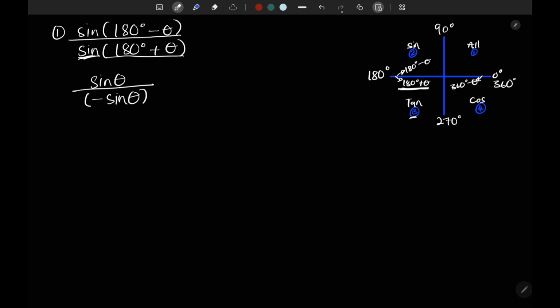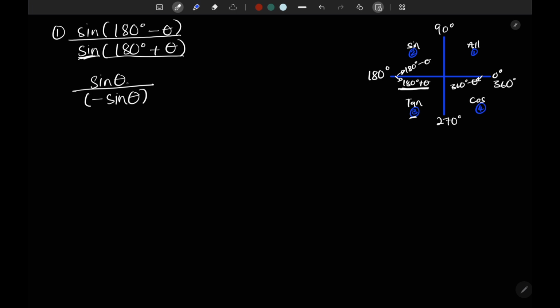Now, whenever you deal with trig ratios, please make sure that your answer is always in a bracket, provided that you have a negative trig ratio. If you have negative sine theta, negative cos theta, negative tan theta, please make sure that you put it in a bracket, and you will see how helpful this is as we do more complicated examples.